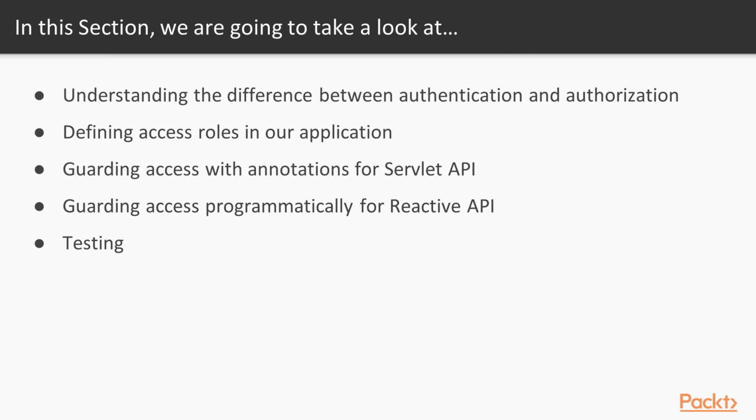Next, we'll be defining access roles in our application. Once we have those roles, we'll be able to define rules based on them. We'll be guarding access with annotations for the Servlet API, and the second way, we'll be guarding access programmatically for the reactive API. At the end, we will be testing our code.